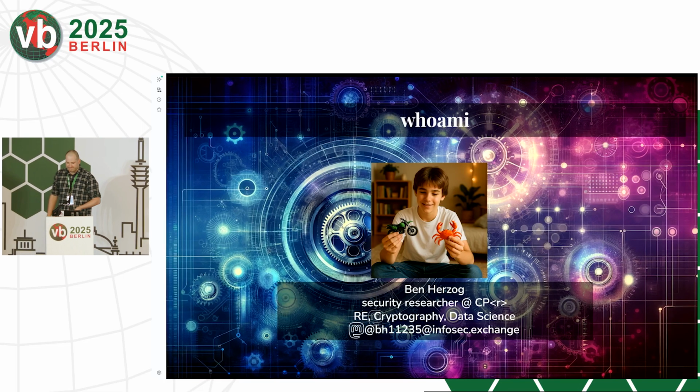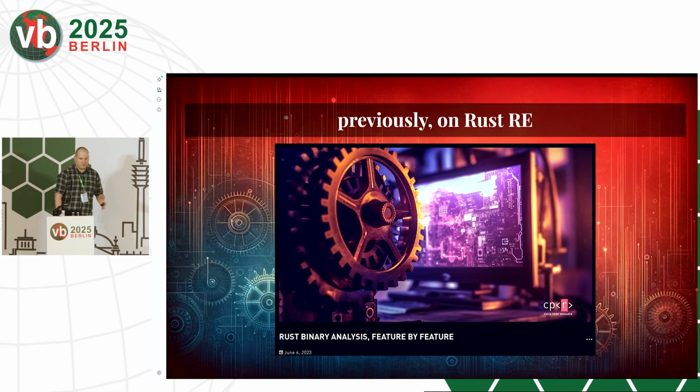I'm going to start with the prequel. About 2 years ago, I got interested in the question of what Rust binaries actually look like on the inside, so I took basically every feature of the Rust programming language and ran them all through the compiler and reverse engineered all the assembly code that resulted.